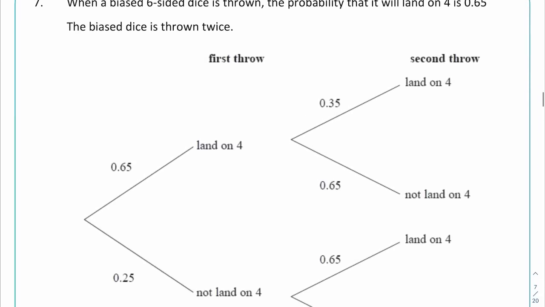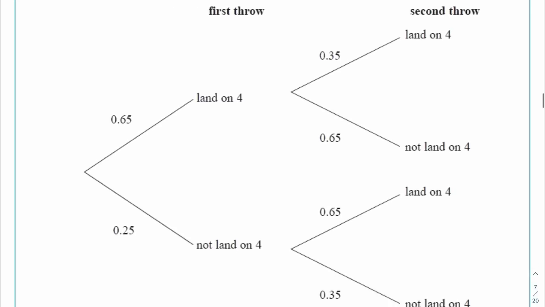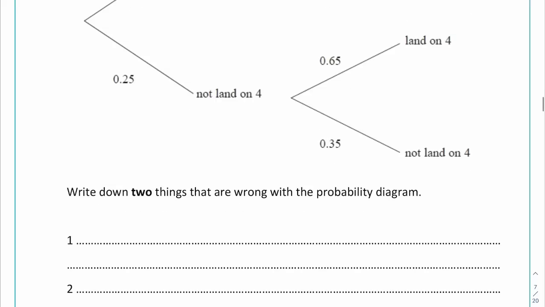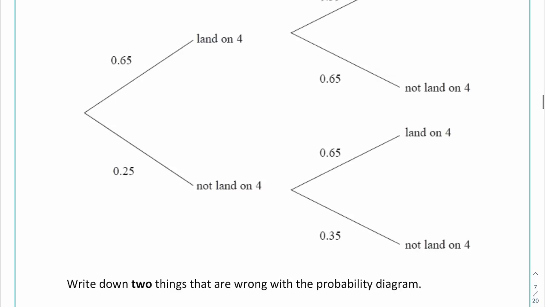Question 7, we have a probability tree. Now this tree is already filled in, so let's have a look. A biased dice is thrown. We've got the first and second throw. Write down two things that are wrong with the probability tree, or the probability diagram.